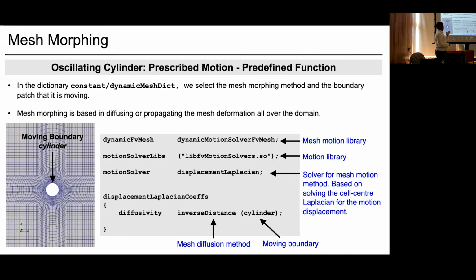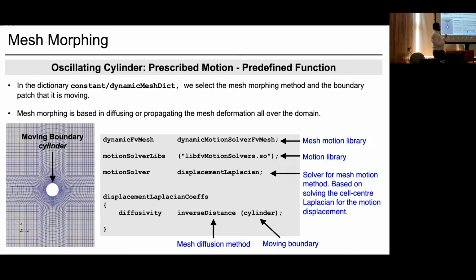So these are the different components of a dynamicMeshDict for a prescribed predefined function. So the first one should be the mesh motion library. The mesh motion library in this case is dynamicMotionSolverFvMesh. So if you remember, when I showed in your source code directory, if you grep dynamicMesh, dynamicFvMesh, you see different source codes which support dynamic mesh motion. So this is one of those mesh motion libraries. And within that, this lib .so file is the library file of the same, which is the motion library.